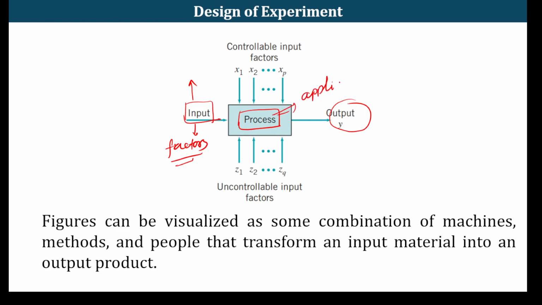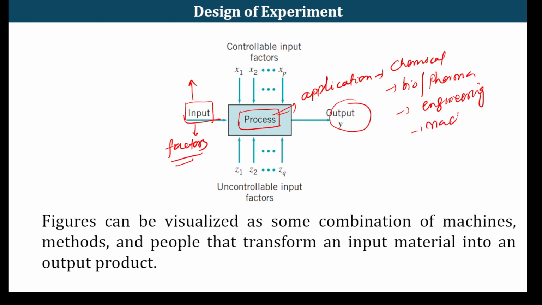The application can be chemical, bio, pharmaceutical, a pharma company, maybe engineering, maybe machines, or it can be anything. Based upon that, we have to give the input and then the output. In every application, we'll have some controllable factors that we can control, and some uncontrollable factors that we can't control, but still we have to take care of them.